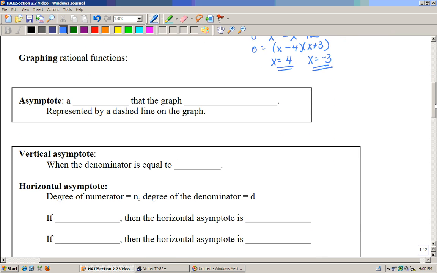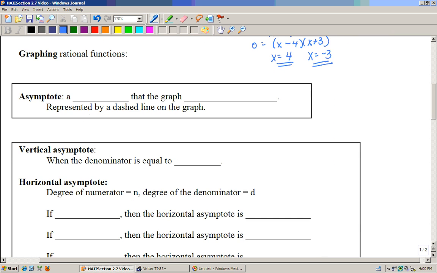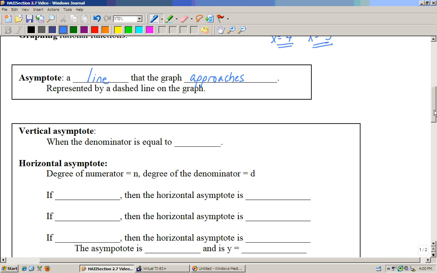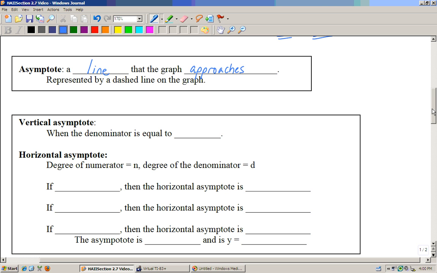Graphing rational functions. In any rational function, since it's a fraction with polynomials, an asymptote is a line that the graph approaches. It'll look like a dashed line when you put it on the actual graph. There are different rules in order to get the value of each of these asymptotes. The vertical asymptotes, the lines that are going up or down, will happen when the denominator of your rational function is equal to 0. Because if your denominator is equal to 0, it's undefined, and you can't have a value at that point.